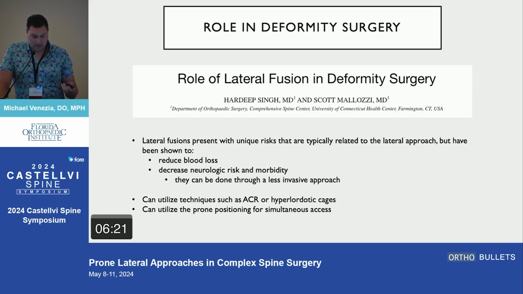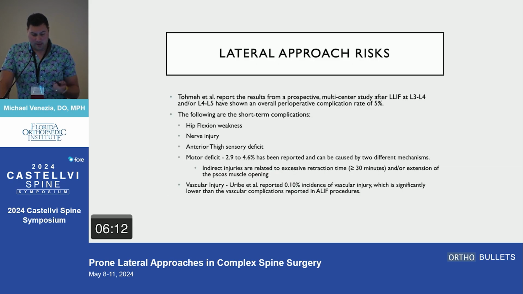My buddy Hardeep in Connecticut actually looked at this as well, and he uses a lot of prone positioning to help increase his sagittal alignment for these large deformity patients. And there's some distinct risks in lateral surgery that we have to talk about, right?